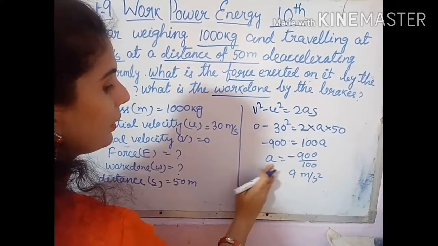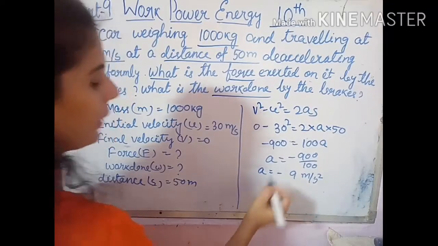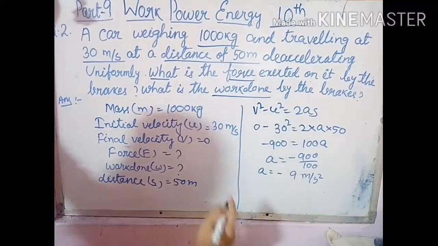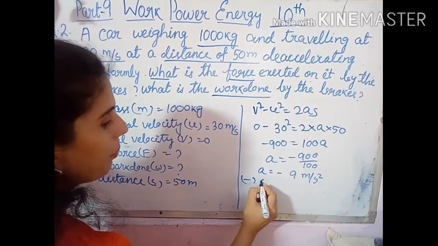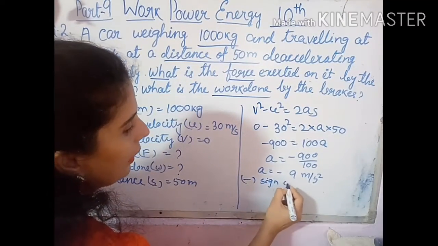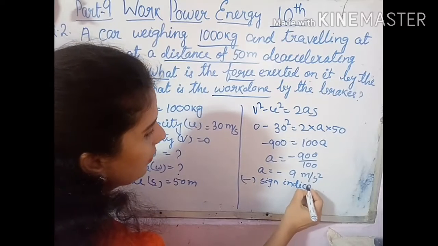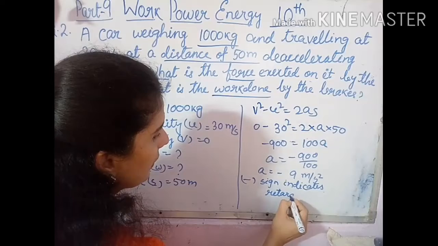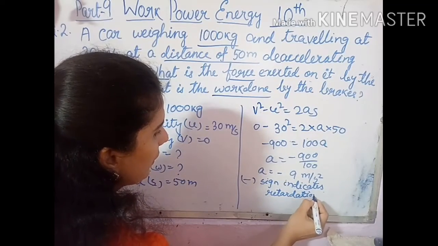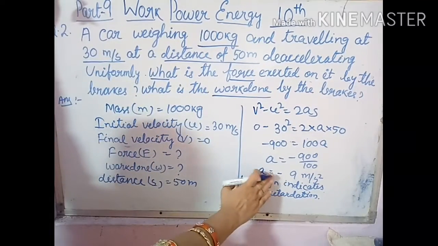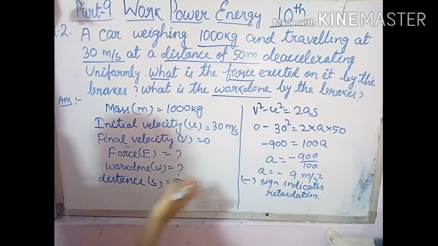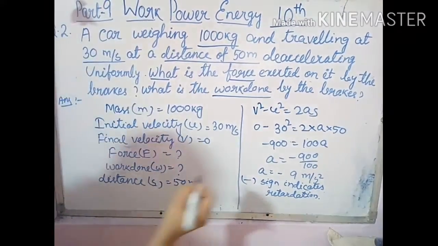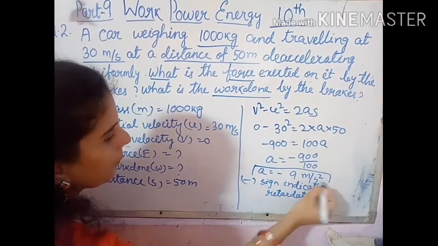What does the minus sign indicate? As it is given that the car decelerates, retardation occurs. So you can write: minus sign indicates retardation. This you have to mention. Then there is no need to put the minus sign, you can put only 9. So here you got the acceleration, that is 9.